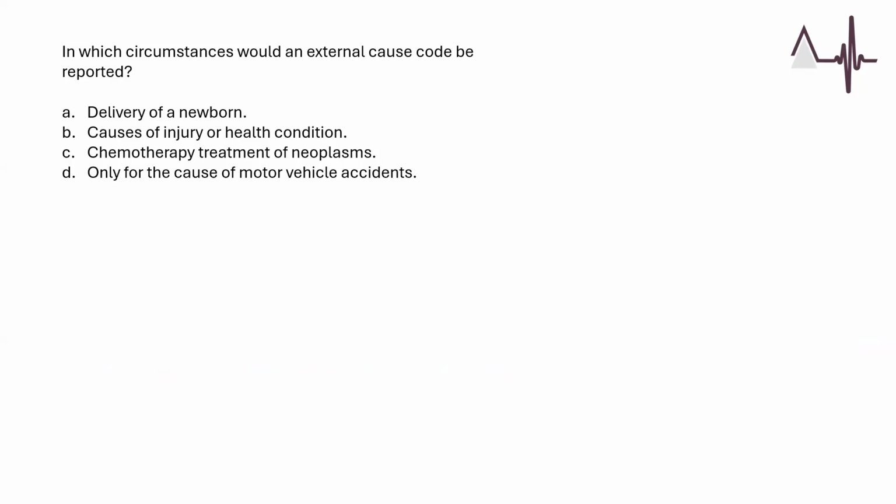In which circumstances would an external cause code be reported? A, delivery of a newborn. B, causes of injury or health conditions. C, chemotherapy treatment of neoplasms. Or D, only for the cause of motor vehicle accidents.